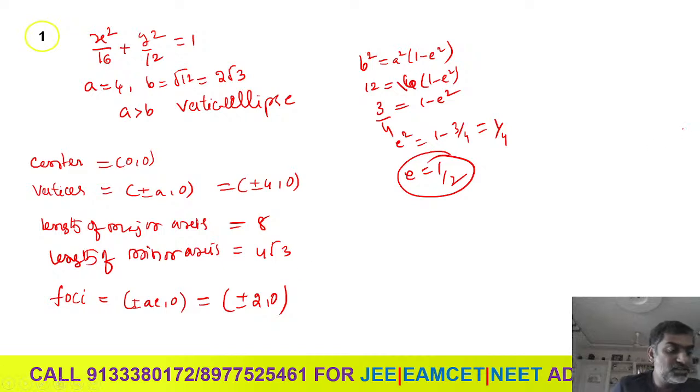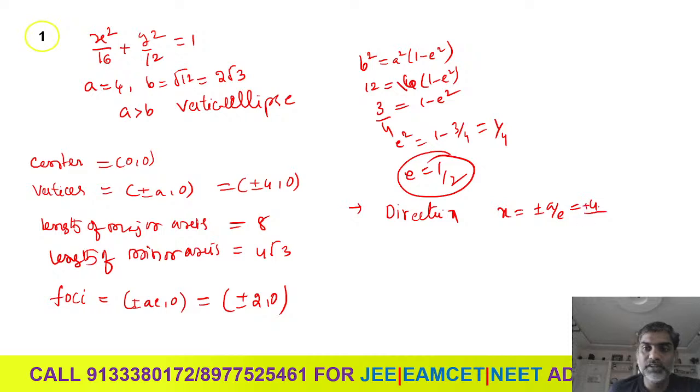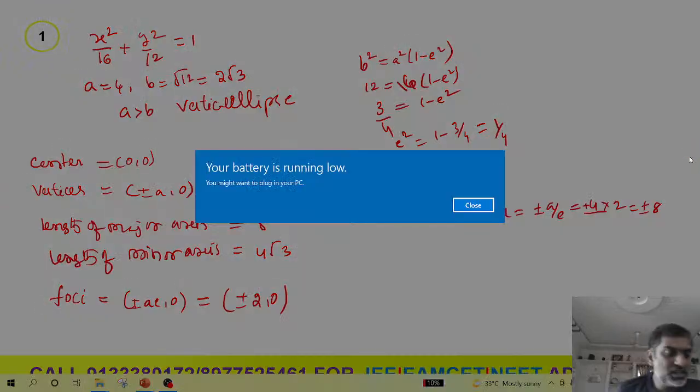Next, after foci, what do we have? Length of minor, length of major also completed. Equation of directrix. Let us make it fast. What is the equation of directrix? As it is a vertical ellipse, we have x is equals to plus or minus a over e, right? So what is the a value here? A value is 4, plus or minus 4 divided by 1 by 2. So this is plus or minus 8, right? Equation of the directrix also completed.